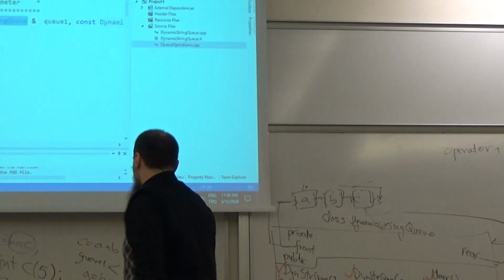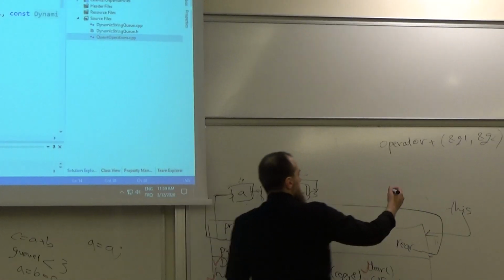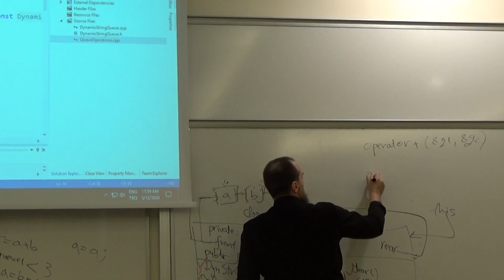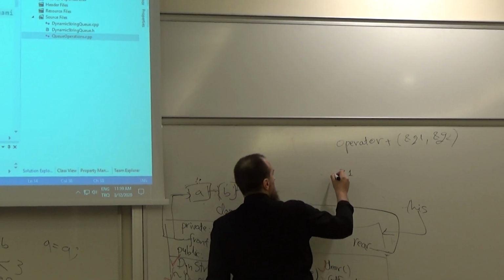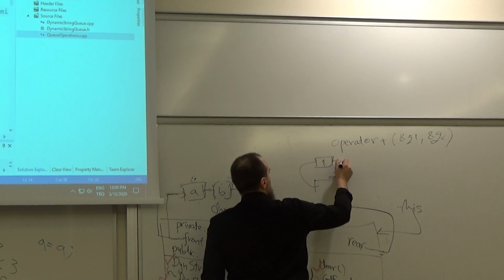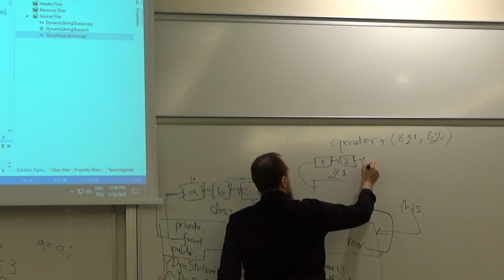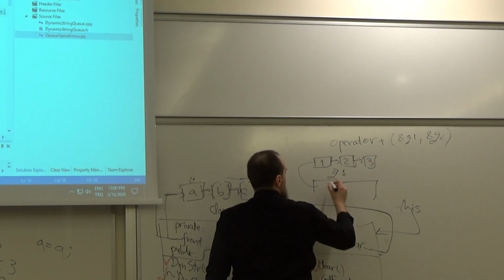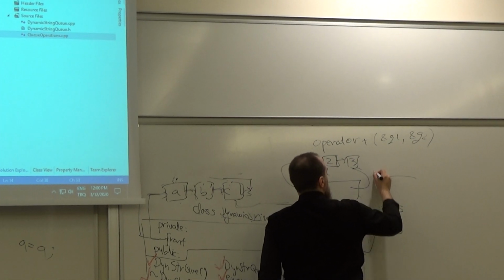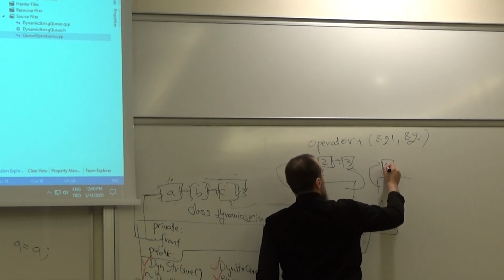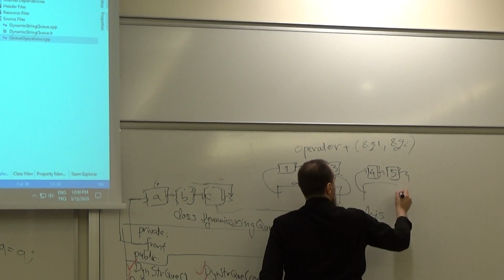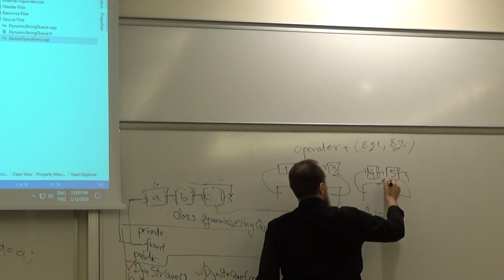How do we define an operator plus? So basically what operator plus is doing, if this is Q1, let me write it as only Q1, like this. And if Q1 has something like this, so this is 1, 2, and 3. Okay, so this is my front, this is my rear. And Q2 has something like this, 4 and 5 only. So this is my Q2.